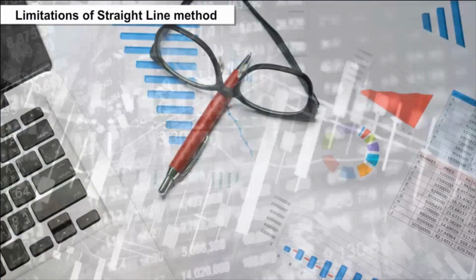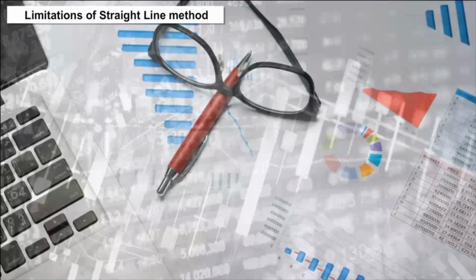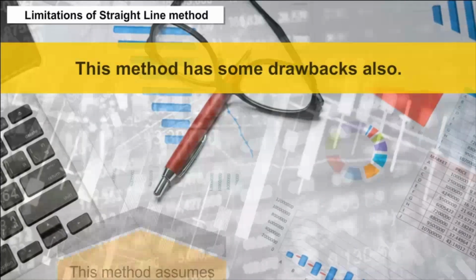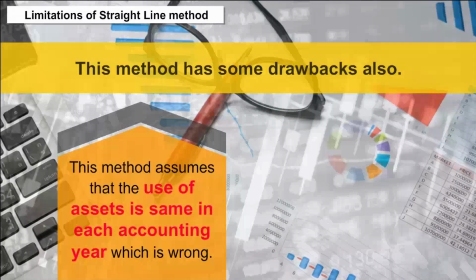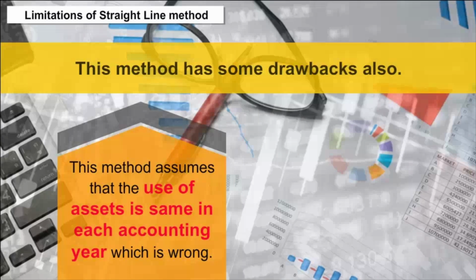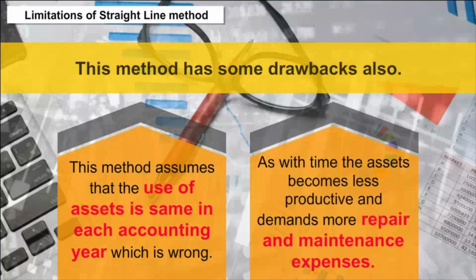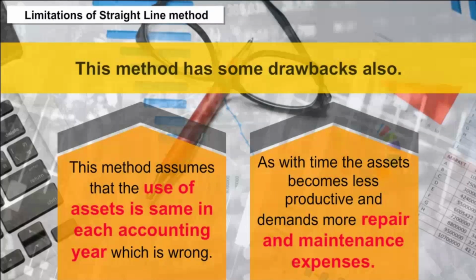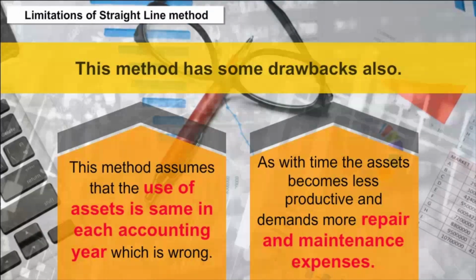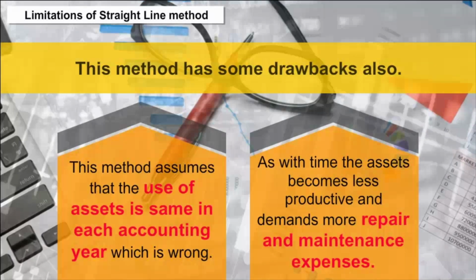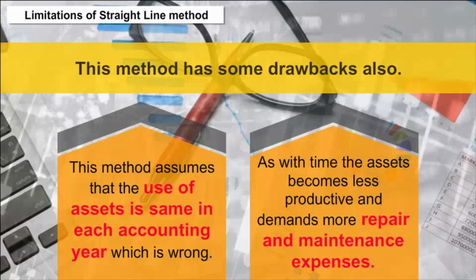Limitations of straight line method. This method has some drawbacks also. This method assumes that the use of assets is the same in each accounting year, which is wrong. As with time, the assets become less productive and demand more repair and maintenance expenses. So it is not advisable to charge the same amount of depreciation every year.